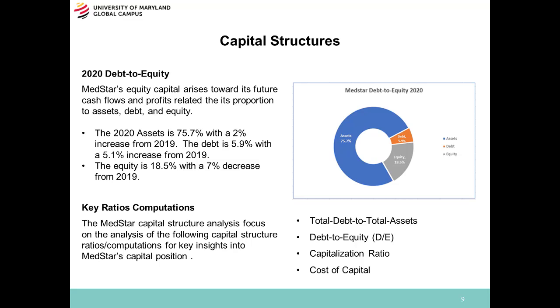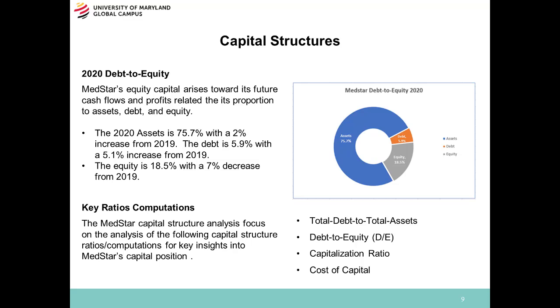The MedStar capital structure analysis focuses on the following capital structure ratios. The total debt to total assets looks at the leverage position, where more liabilities means less equity, indicating more leverage position. Some drawbacks of this ratio: it gives equal weight to operational liabilities and debt liabilities.